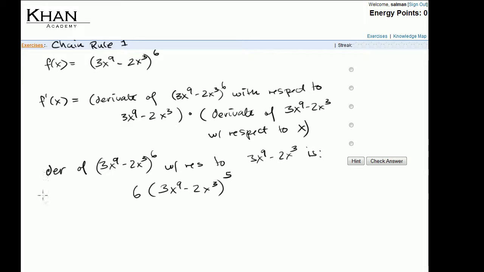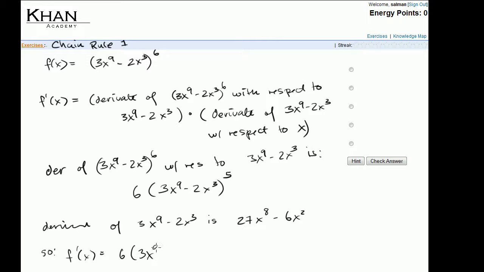And then maybe on the same hint, we write that the derivative of 3x to the ninth minus 2x to the third is 27x to the eighth minus 6x squared. And then finally, f prime of x is equal to 6 times 3x to the ninth minus 2x to the third to the fifth times 27x to the eighth minus 6x squared. And once again, put a bunch of incorrect choices that will confuse people.